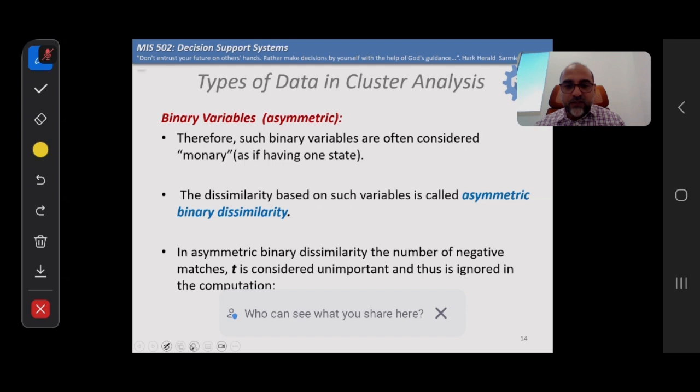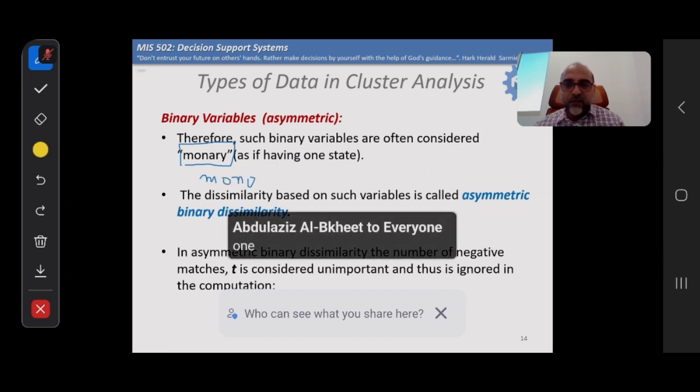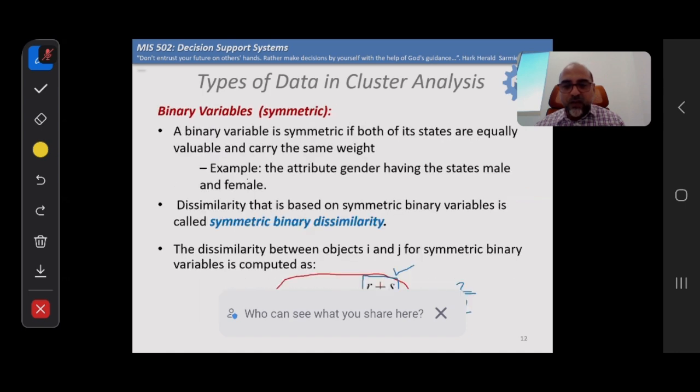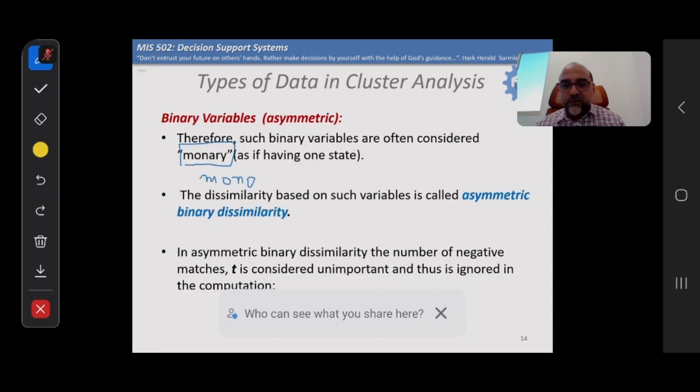Now, sometimes what people do is they call it mono, not binary, from the word mono. Do you know the meaning of the word mono? Yes, mono means one. That's excellent, Abdulaziz. Mono means one. Mono variables, can you see this formula? R plus S over Q plus R plus S plus T? There's T gone. So what does T represent? The T represents the 0, 0 situation. So these are the situations when you're only concerned with ones, not zeros.